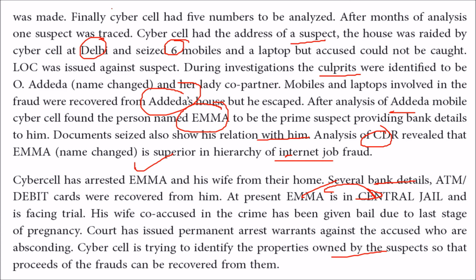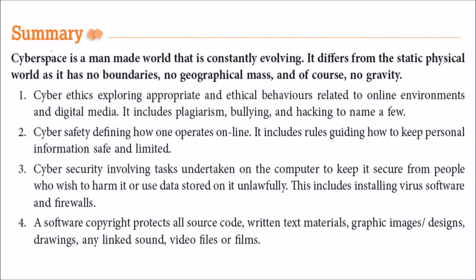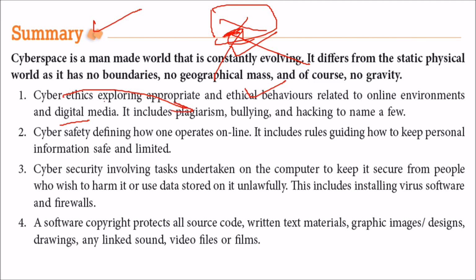So let us summarize. The cyberspace is a man-made world that is constantly evolving. It differs from the static physical world as there are no boundaries, no geographical mass, no gravity. Cyber ethics explores appropriate and ethical behavior related to online environments and digital media, which includes plagiarism, bullying and hacking. Cyber safety defines how we should operate online. It includes the rules guiding how to keep personal information safe, secure and limited.